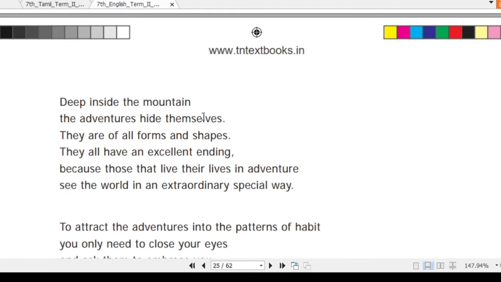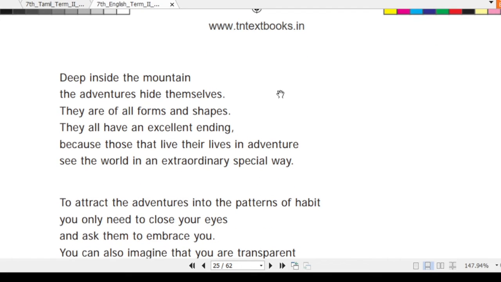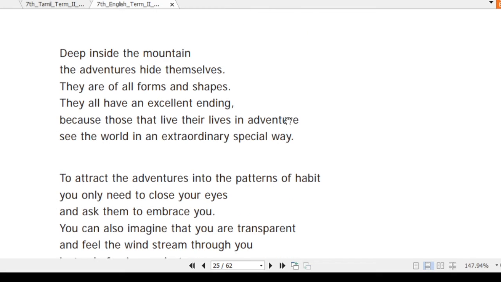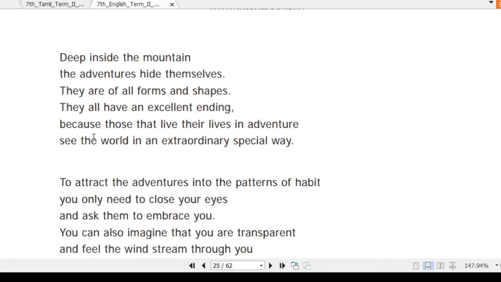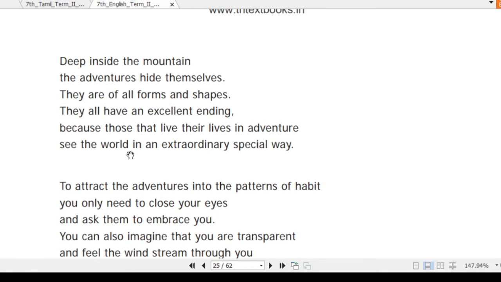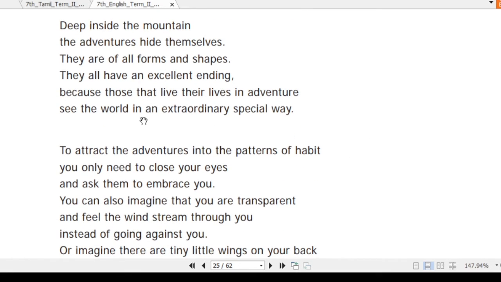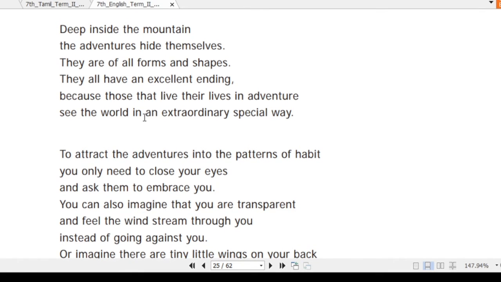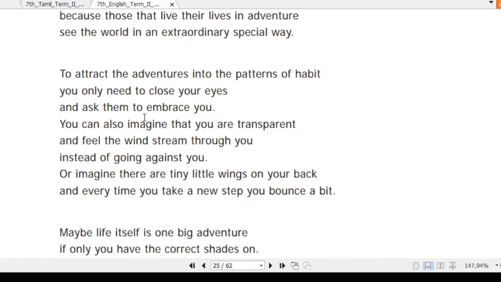Deep inside the mountain, we will read the poem. Deep inside the mountain, the adventures hide themselves. They are of all forms and shapes. They all have an excellent ending, because those that live their lives in adventure see the world in an extraordinary, special way. The people who are living an adventurous life will see the world in a special way. Okay, not in the normal way.